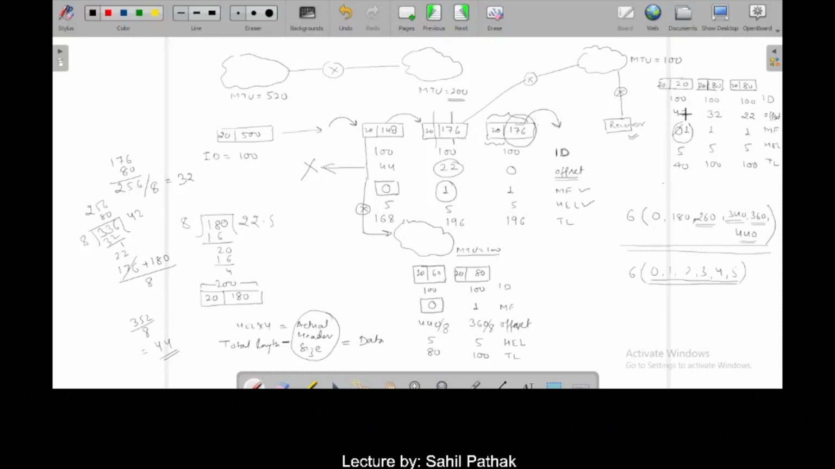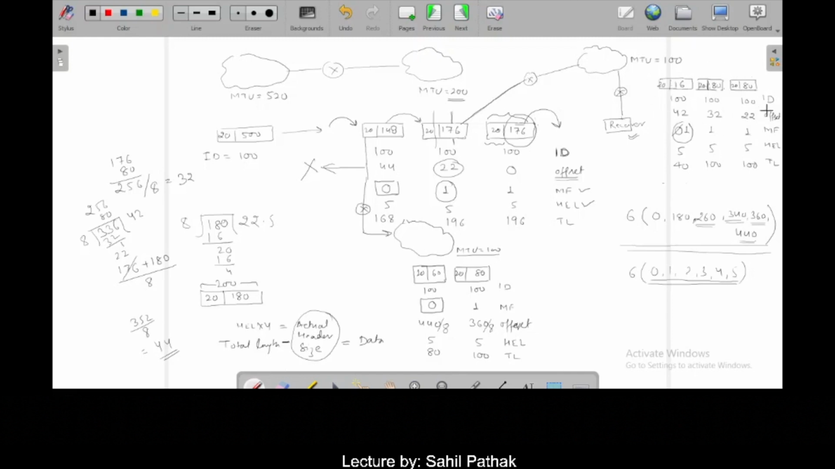Now we have to see this 176 is further divided into 80, 80, and how much is left? 80, 80 is 160, and then 16 is left. So the last data is going to change with 16. Okay, so now this is total 176. So we can say this fragment is further divided into these three fragments.